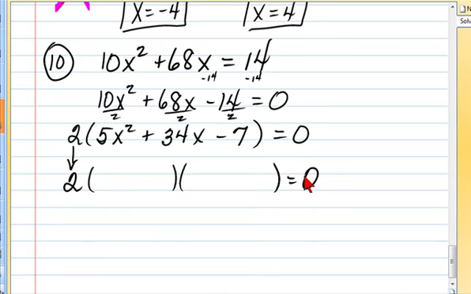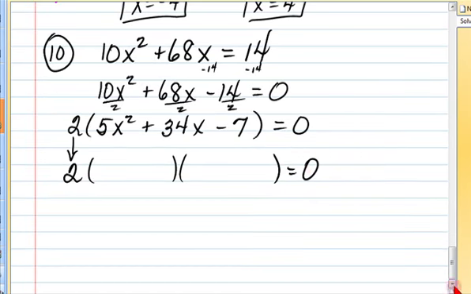It's a trinomial. Last sign is negative, which means 1 plus and 1 minus. But we're kind of given a nice gift. 5 is a prime number. The only way to get 5 is 1 times 5. So I'll have implied 1x times 5x. Do y'all agree that would give me 5x squared?